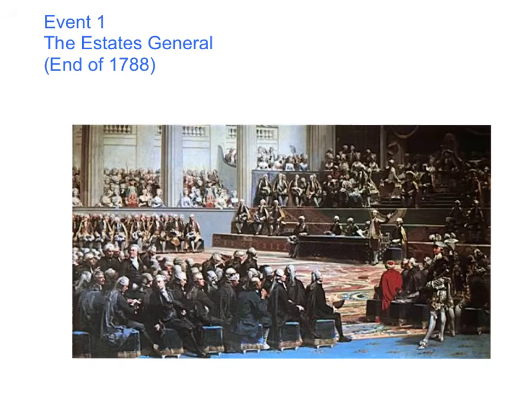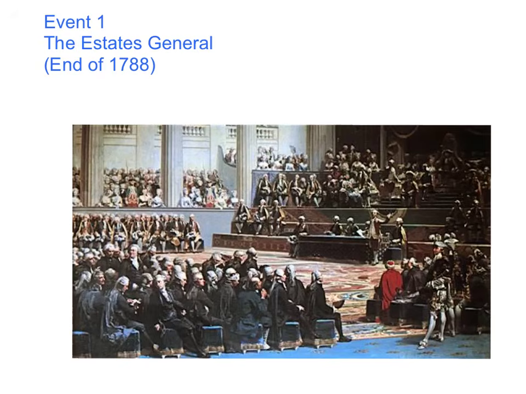Now, the Estates General was a meeting called of all 3 estates to try to figure out this debt crisis. Now, this meeting had not been called for almost 200 years, and the third estate was very, very excited, especially the bourgeoisie, because they thought they were going to have a say in the government.